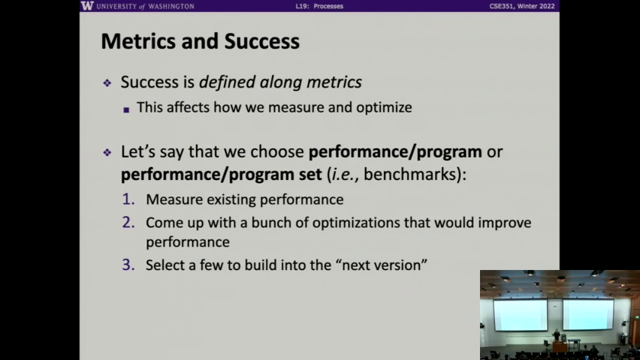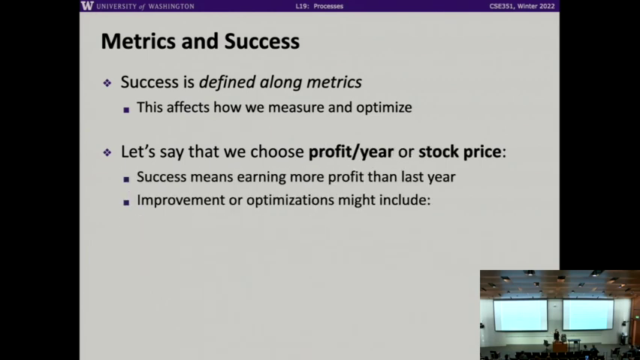And then we'll be done. We'll measure again, see where we're at, and go from there. But we could do something else. Let's say we chose profit per year, as many large corporate entities do, or stock price. That's our metric that we want to optimize along. We want to keep improving along that metric.